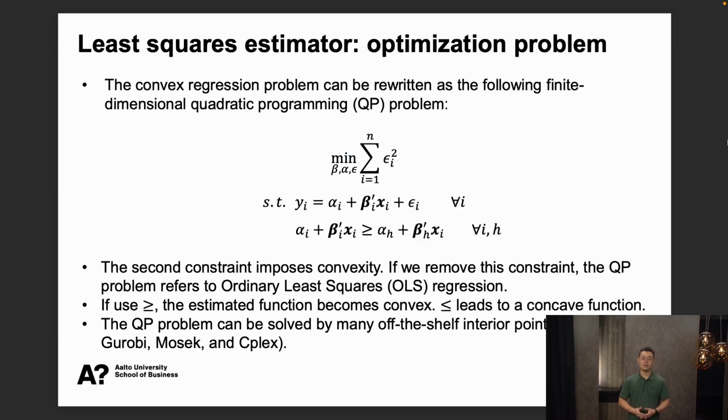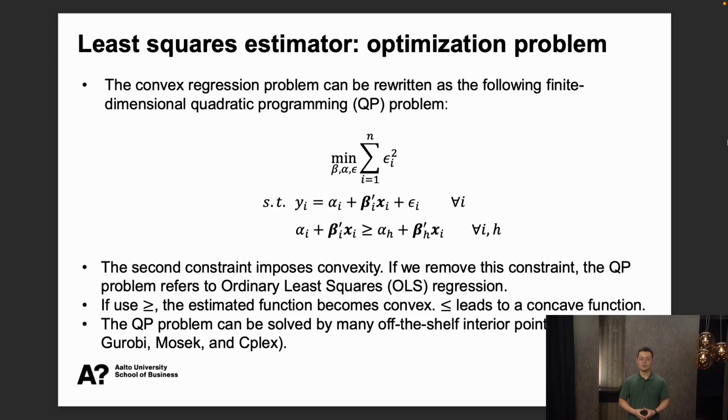After we have this least square estimator, how can we calculate the parameters in the function? We can use the optimization problem. The convex regression problem can be rewritten as the following finite dimensional quadratic programming, or QP problem. In this optimization problem, the objective function is to minimize the sum of the squared residuals, or the sum of epsilon i squared.